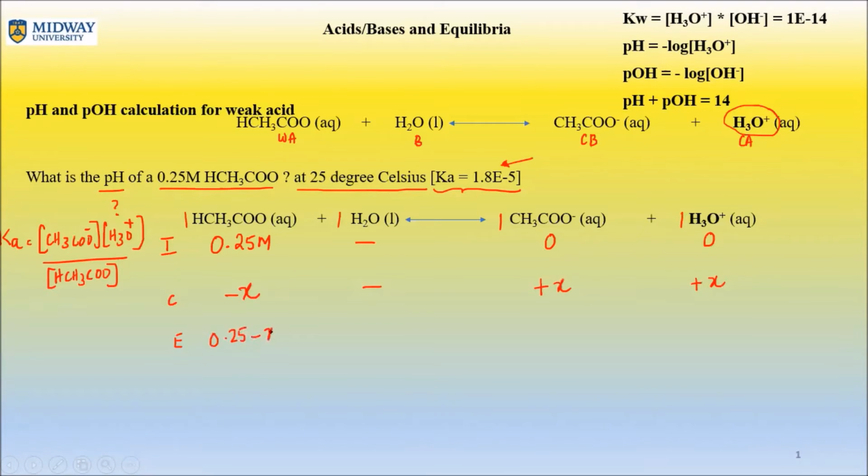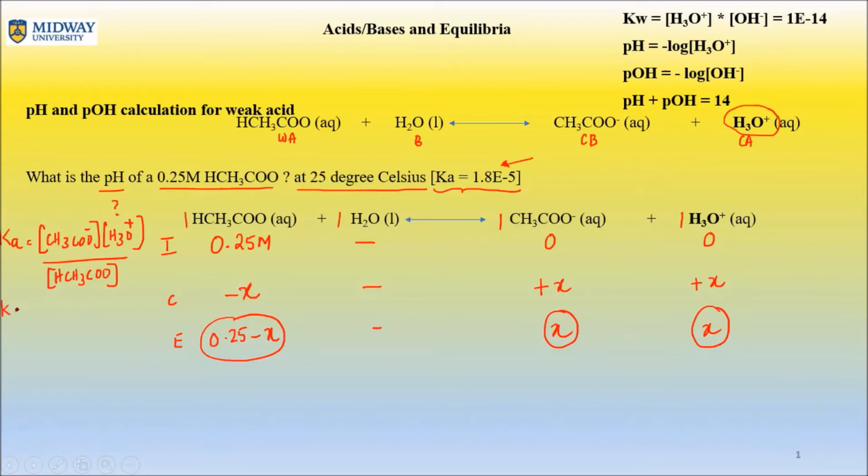It's 0.25 minus x, blank, 0 plus x is x, 0 plus x is x. This is key. This is what we're really interested in. Now we're going to put all of these in place of these species on this equation. So what does that mean?